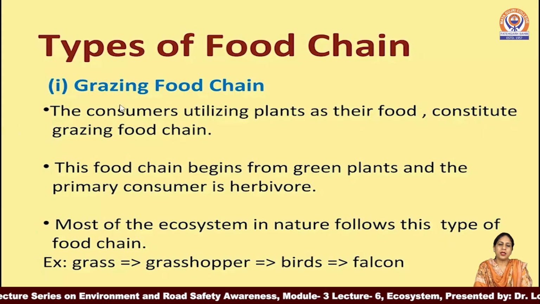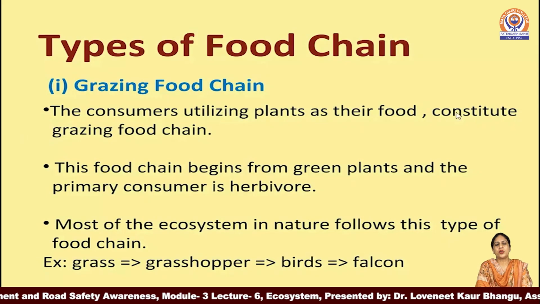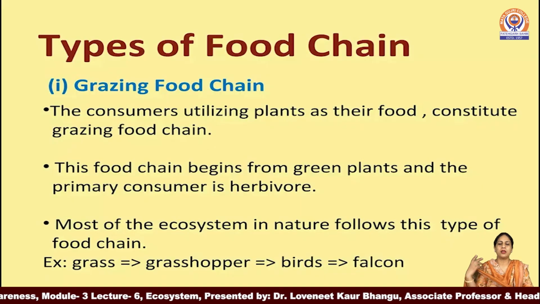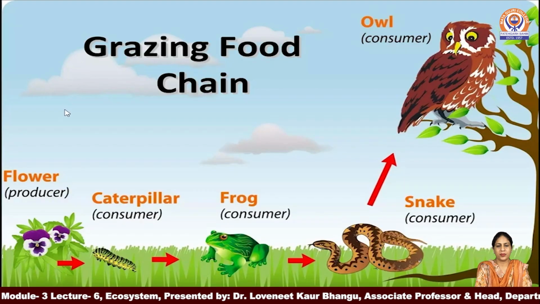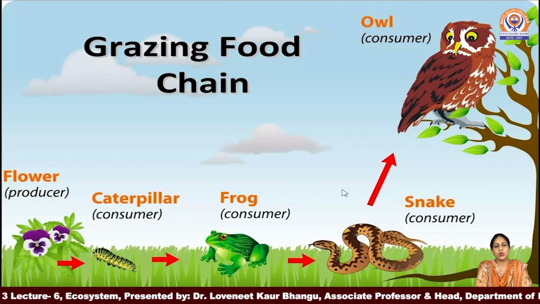So there are three different types of food chains. First one being the grazing food chain. The consumers utilizing plants as their food constitute grazing food chain. And this food chain begins with green plants, that is the producers. So here we can see an example of grazing food chain.